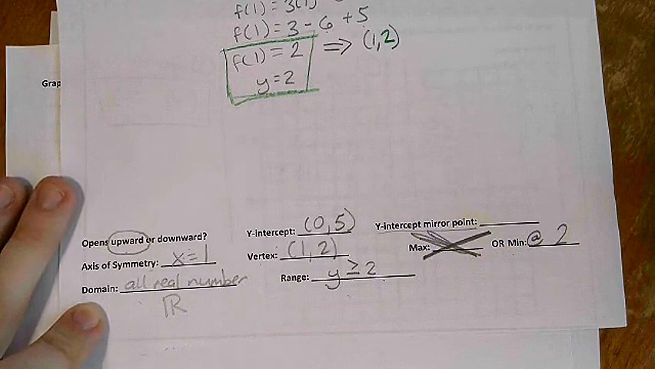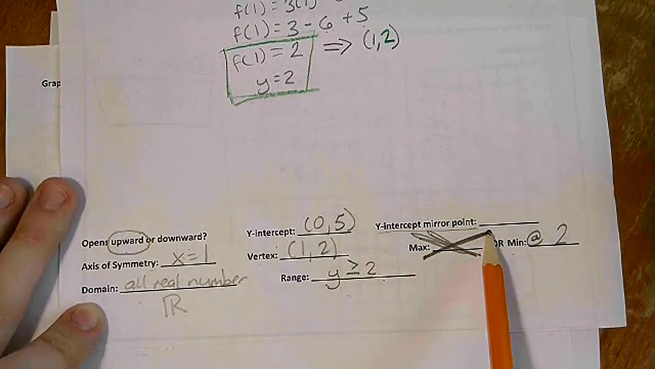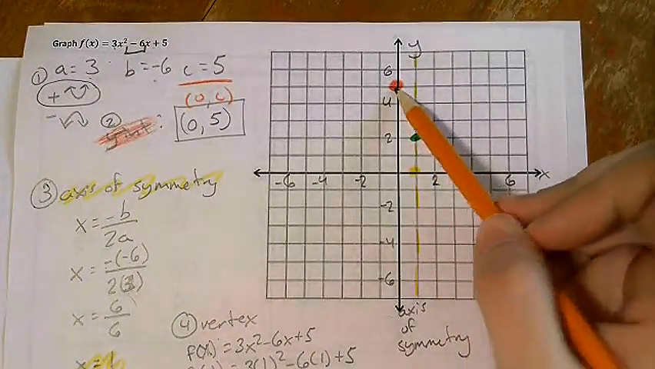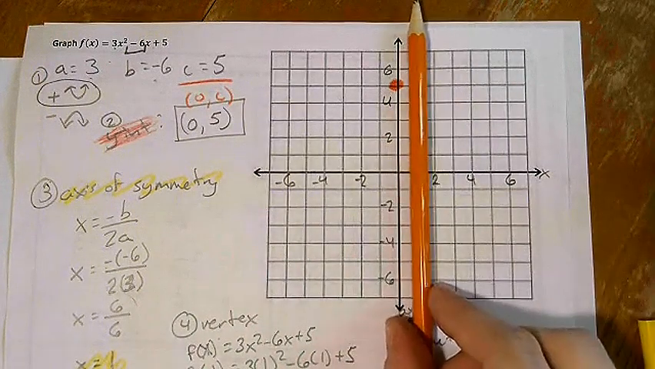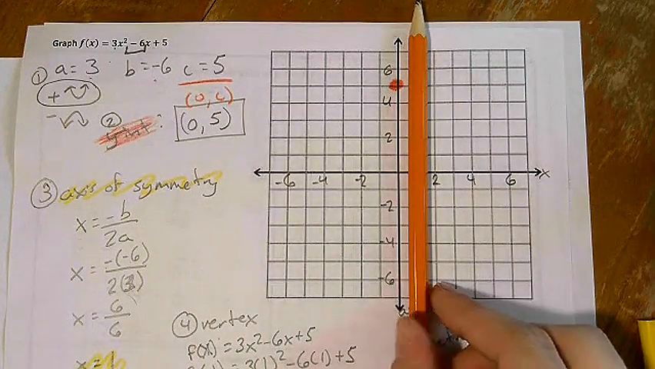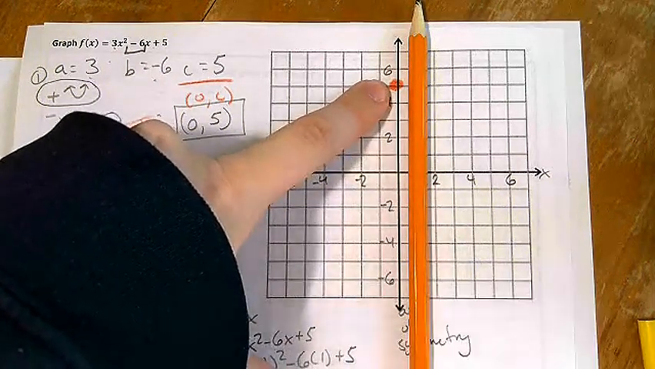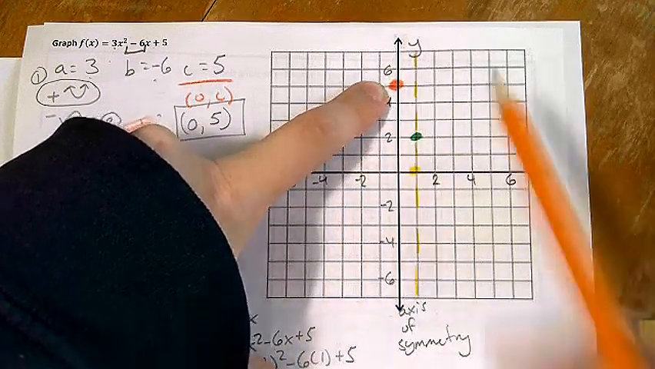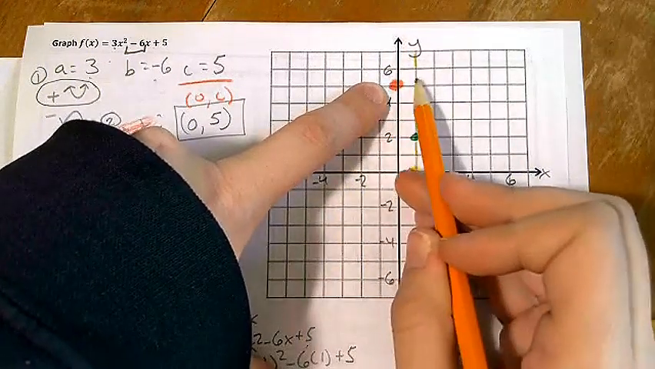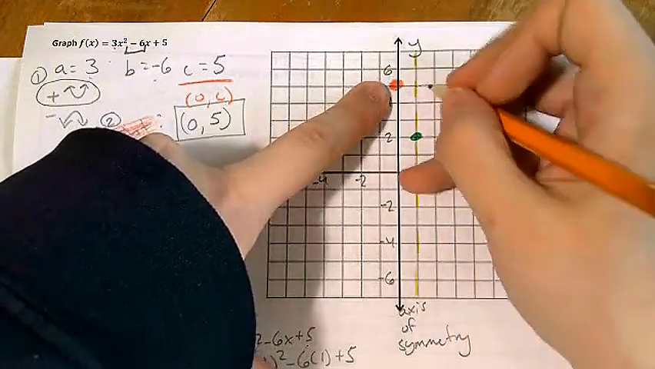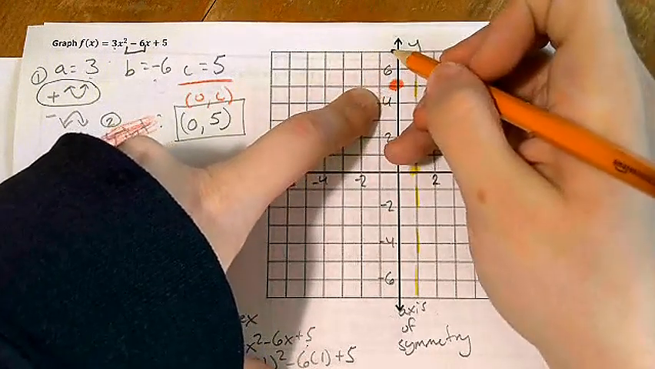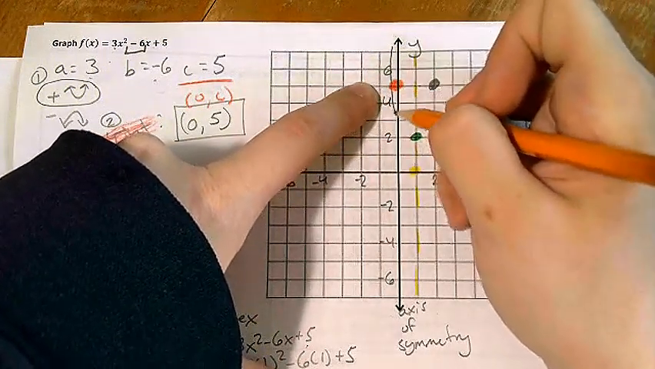So the very last thing on here is this y-intercept mirror point. Let's talk about that for a second. I have my y-intercept right here, and this axis of symmetry acts like a mirror, right? So if I know my y-intercept, then I can reflect it across where my pencil is. It is 1 block away from my axis of symmetry. That means my mirror point is going to be right here. Now that I have 3 points, I can sketch what this quadratic looks like.